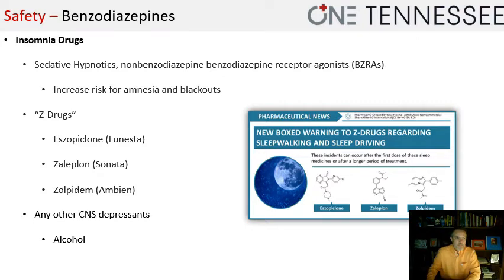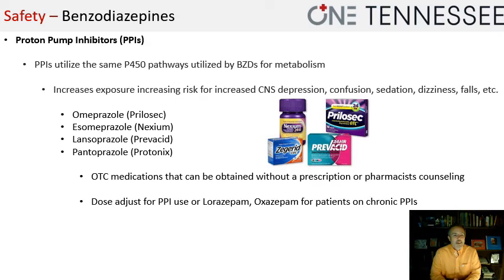Another interaction involves proton pump inhibitors. PPIs utilize the same metabolic pathway utilized by benzodiazepines for metabolism. So what that causes is an increased risk for CNS depression, confusion, sedation, dizziness, and falls. And some common PPIs are Prilosec, Nexium, Prevacid, and Protonix. And many of those, while they used to be prescription only, are now over the counter. So it's really important that you do a very thorough medication history with your patients and include all over-the-counter products that they may be taking.